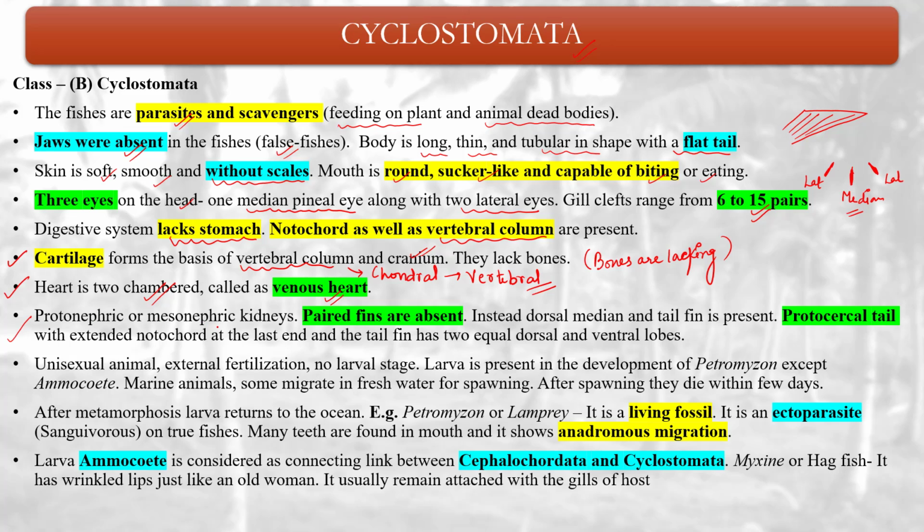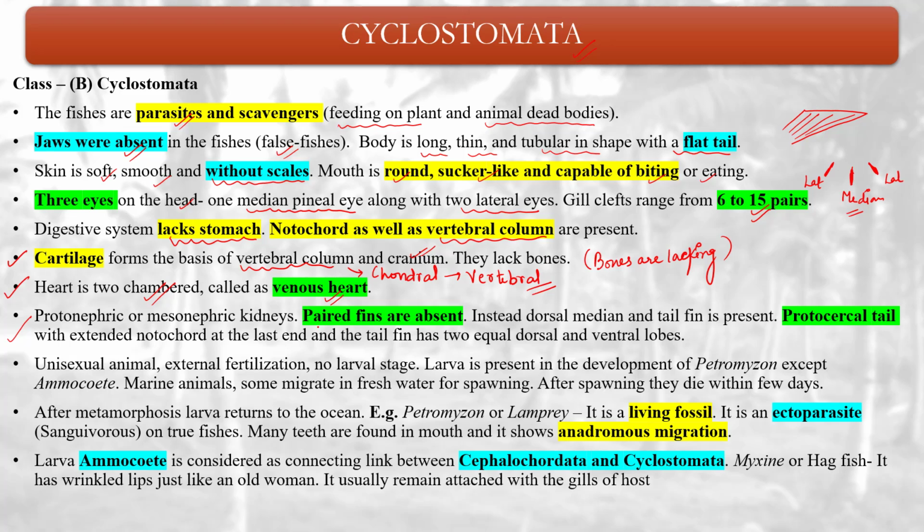The type of kidneys present are either protonephric or mesonephric. Before starting with the fishes, I'll tell you three things. One, the types of kidneys, meaning the protonephric, mesonephric and metanephric kidneys. Then the types of fins. And the most important, the types of metamorphosis. Please remember, we have to cover these three topics before we start with the fishes. So they have protonephric or mesonephric kidneys.